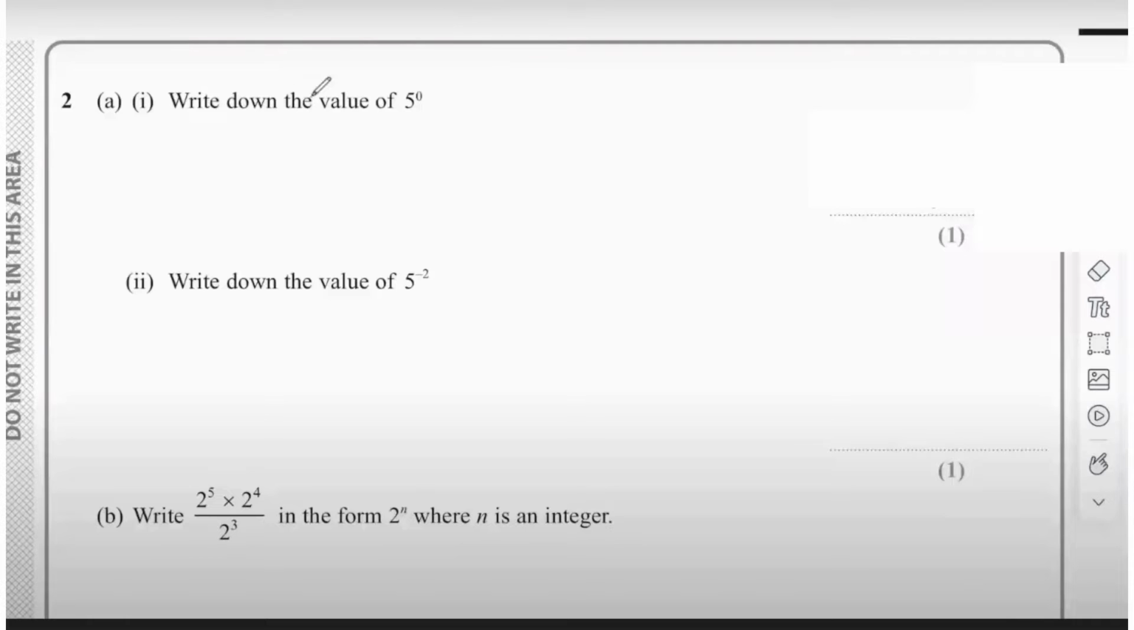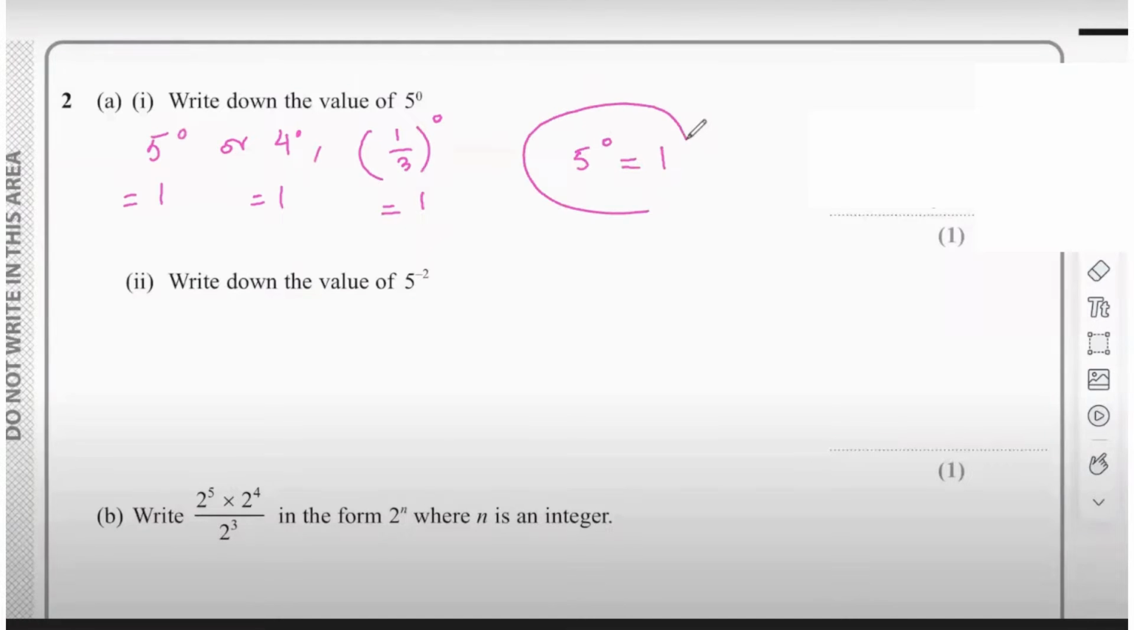So anything raised to the power of 0, whether it's 5 or 4, or a fraction, for example 103 to the power of 0, each one of these equals 1. So whenever you see an expression where something is raised to the power of 0, whether it's a variable, a number, or a fraction, its entire value will equal 1. Hence, 5 to the power of 0 is also equal to 1.